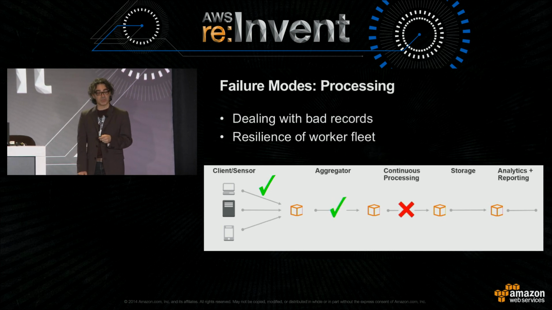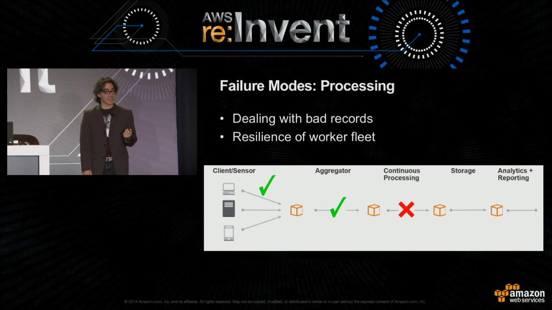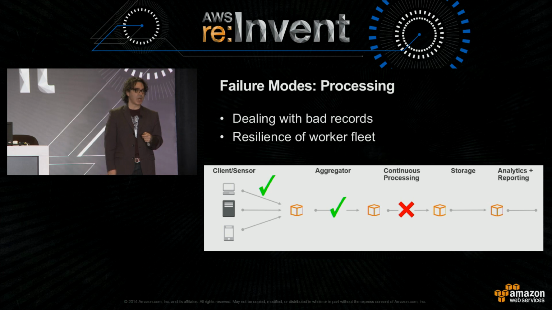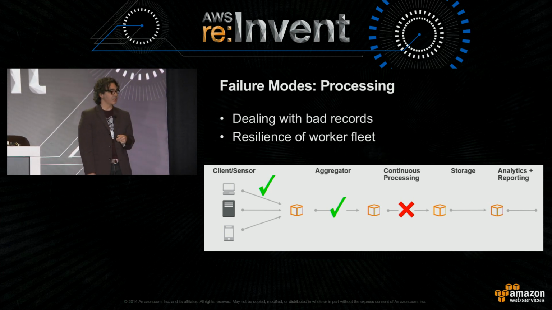Continuous processing is also very interesting. We'll talk in detail about the KCL, the Kinesis Client Library, but looking into some specific edge cases: how do we deal with bad records? How do we deal with the resilience of where the KCL is running, the worker fleet?